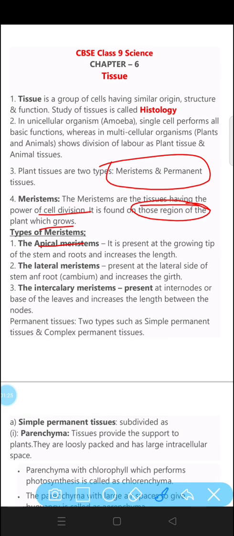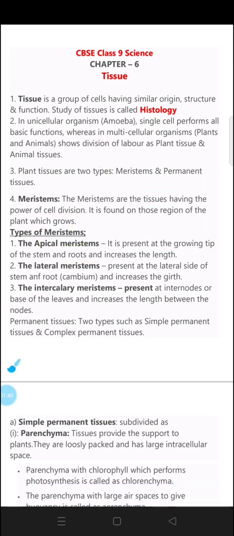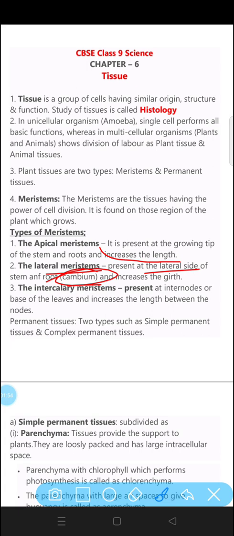Apical meristems are those tissue which are present at the growing tip of plants, like stem and roots, and it increases the length of plant. Its main function is to increase the length of plants. Now, the next type is the lateral meristems. It is present on the lateral sides of the stem and root. For example, we can say cambium, and it increases the girth or we can say breadth of the tree.